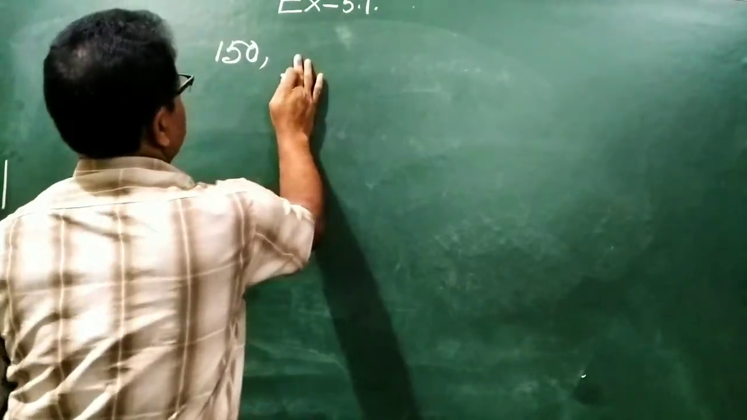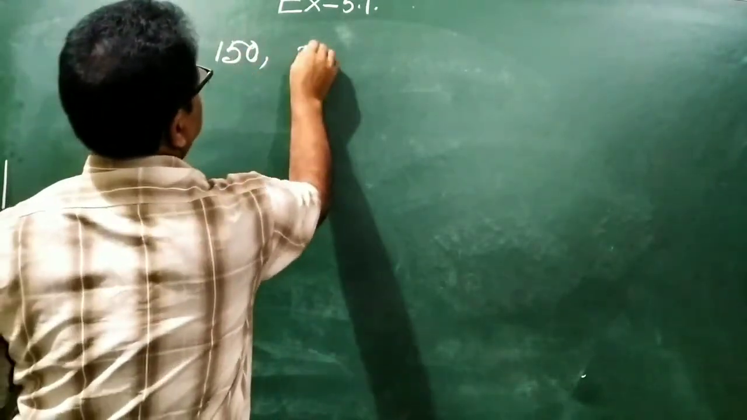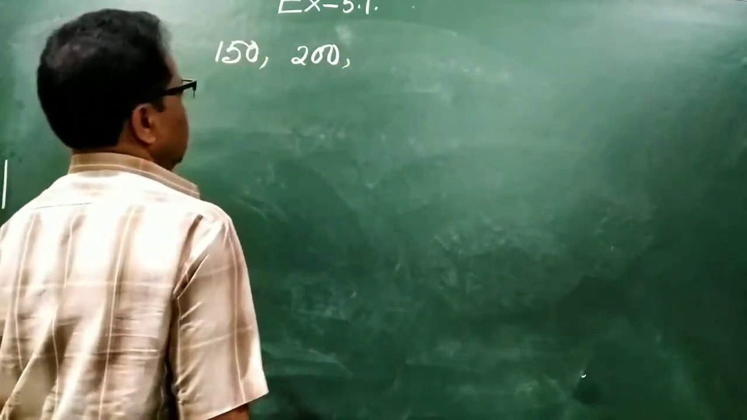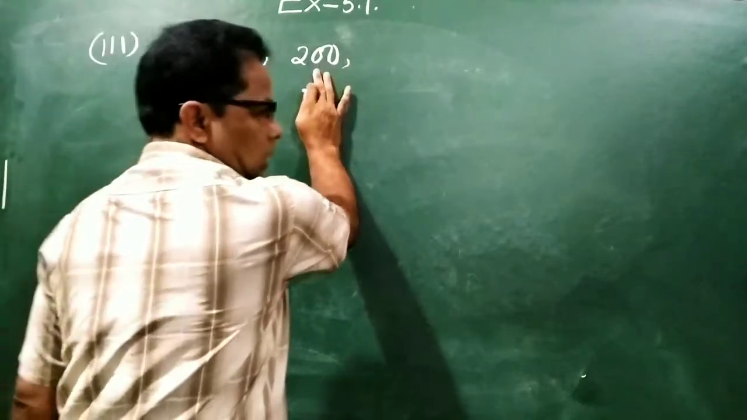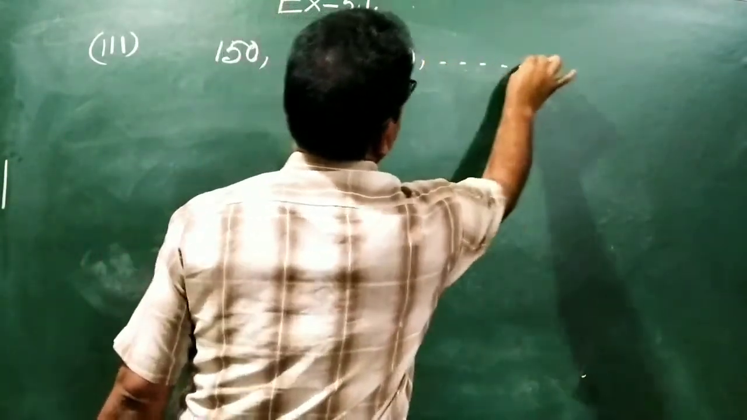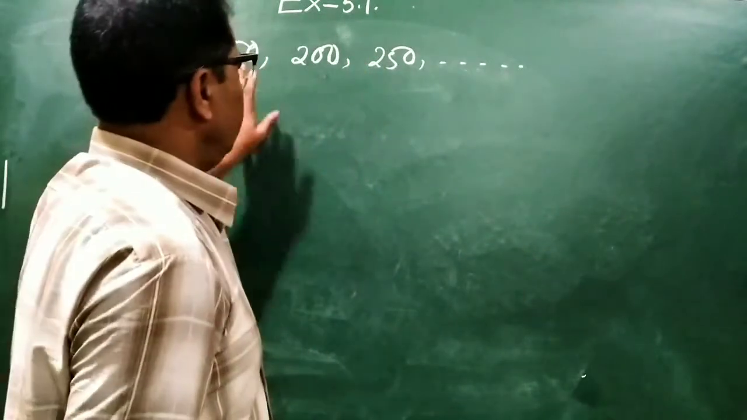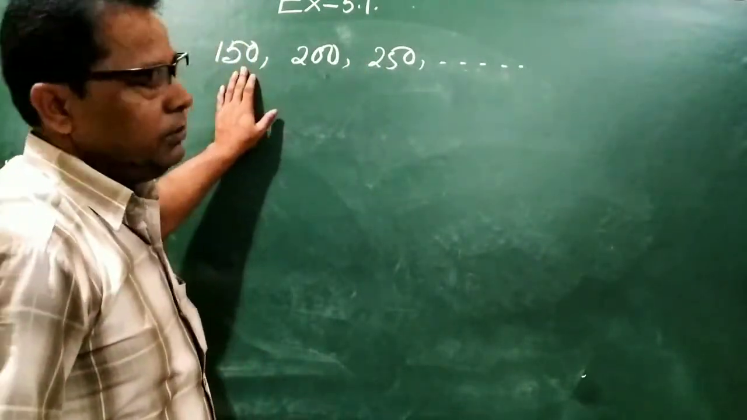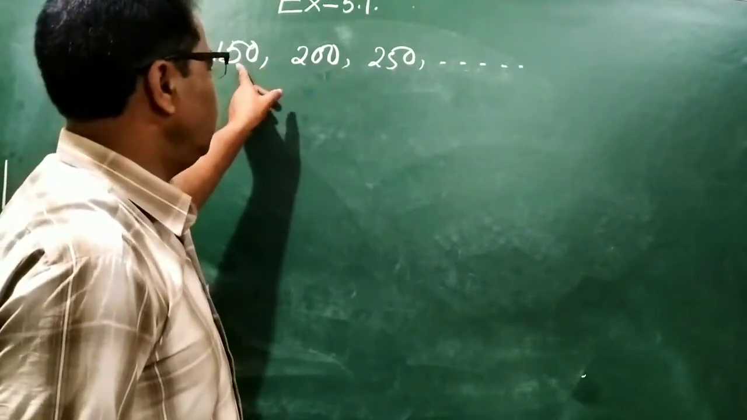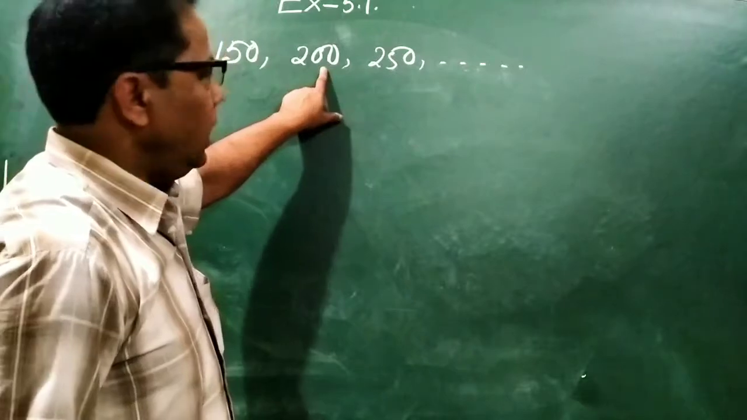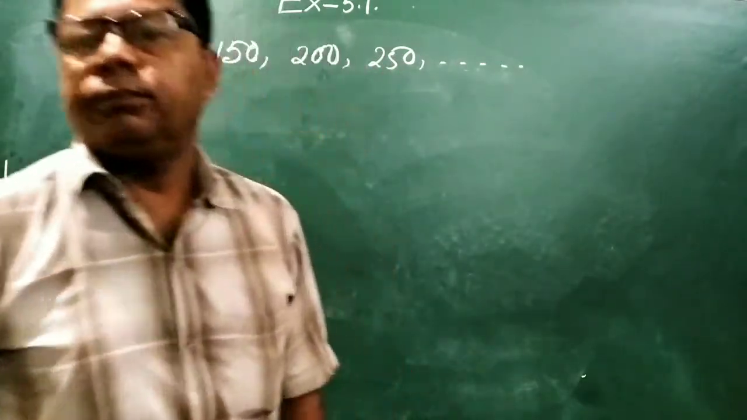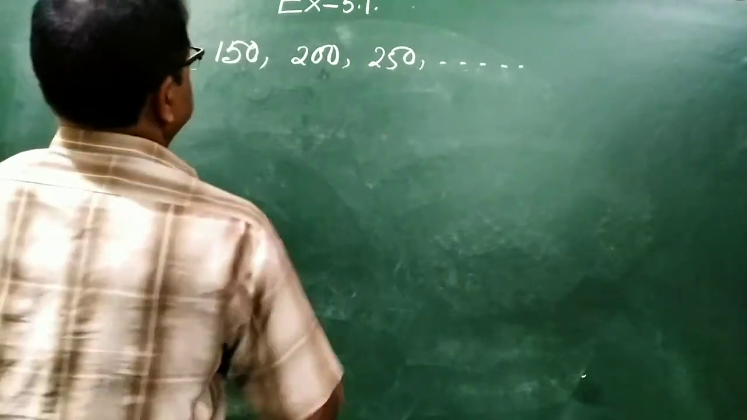Then for the second meter it will be 150 plus 50, 200. What will be the cost of digging the third meter? Now that is 200 plus again 50 rupees extra, that is 250. In this way it will go on. For each next meter 50 rupees extra. So in this way the sequence is formed.